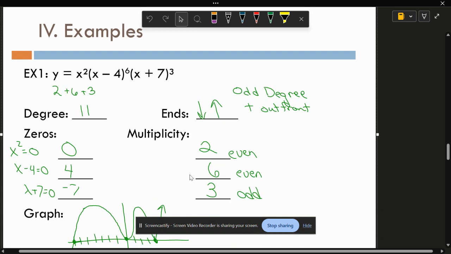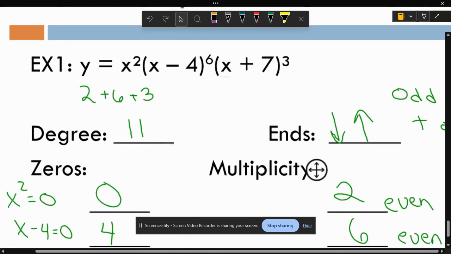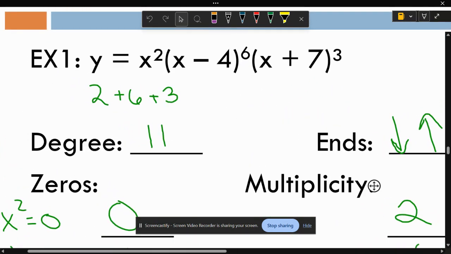So let's look at a couple examples here of just finding multiplicity, finding degrees, zeros, and just describing everything in order to graph. If you take a look at this first example, we're already in factored form. In order to find out what our highest degree is going to be, in order to determine our end behavior, we're going to have to add our exponents since it already is in factored form. So 2 plus 6 plus 3 gives us a degree of 11.